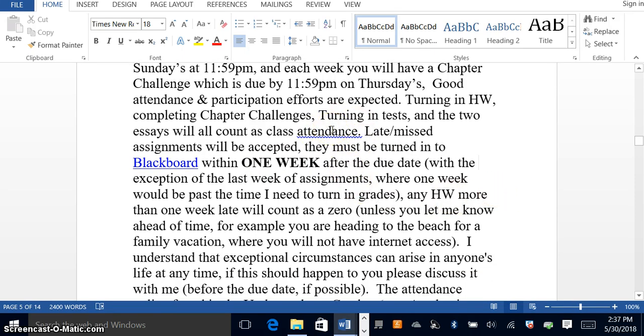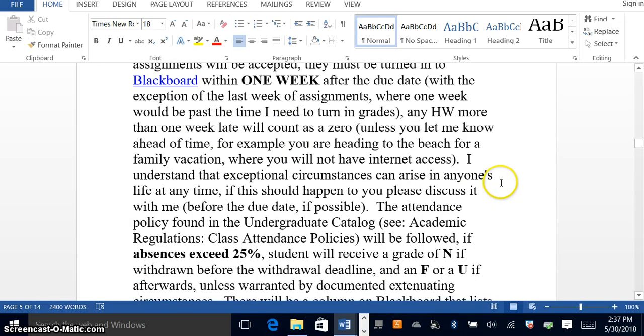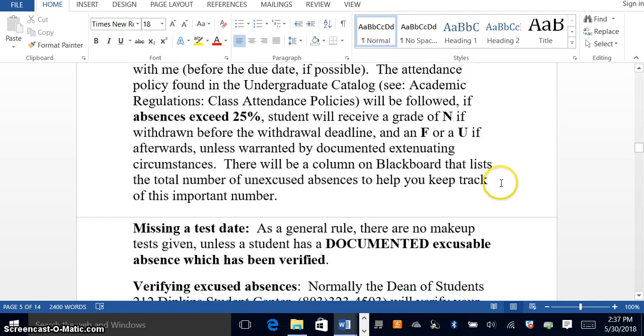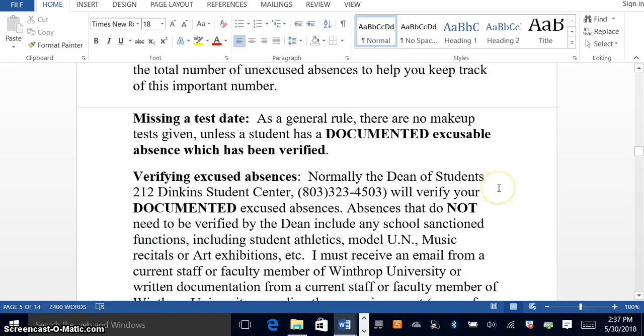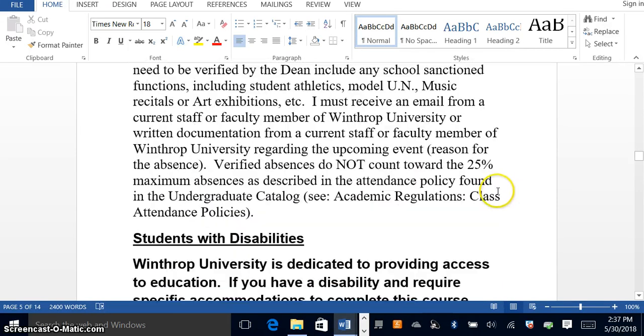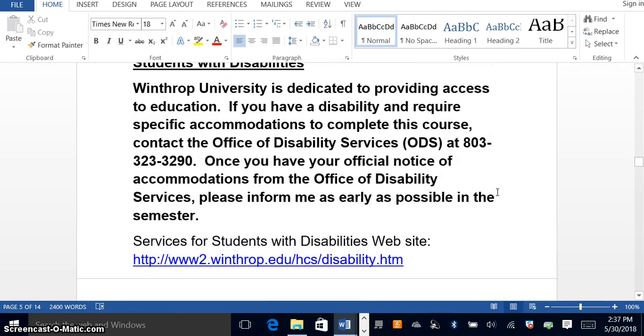So let's say, for example, if the first homework assignment was worth 30 points, the maximum you would get once you turn it in within 1 week after the due date, that would be worth 15 points, of course. All right, so it all says that in here.